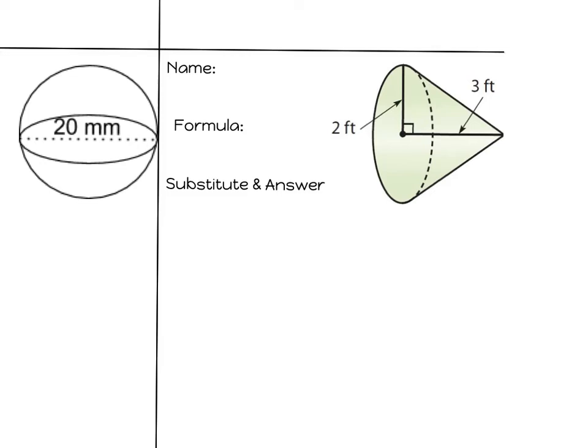Okay, so now we're going to look at some cones. So right here we have a picture of a cone. So the name is cone. Then our formula, volume equals 1/3 pi r squared times the height. So it's very similar to the cylinder formula, but a cone is actually a third the size of a cylinder, which is where that 1/3 comes from.